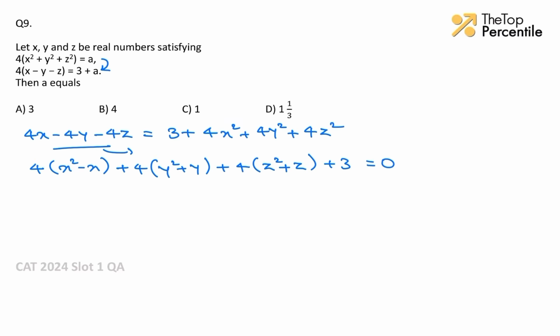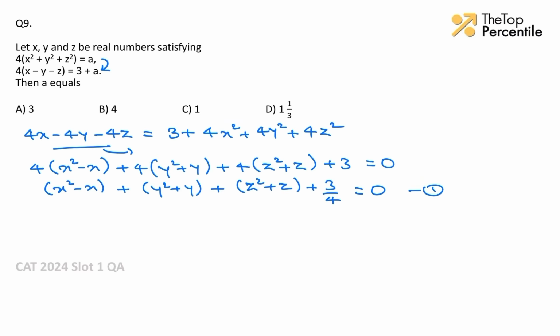Let us again divide this by 4 as well. So x square minus x plus y square plus y plus z square plus z plus 3 by 4 will be 0. Now you can see that we have three variables but just one equation. Earlier we had four variables and two equations. So we only have one equation here. The only way to move forward is to bring these three variables in the terms of whole squares.